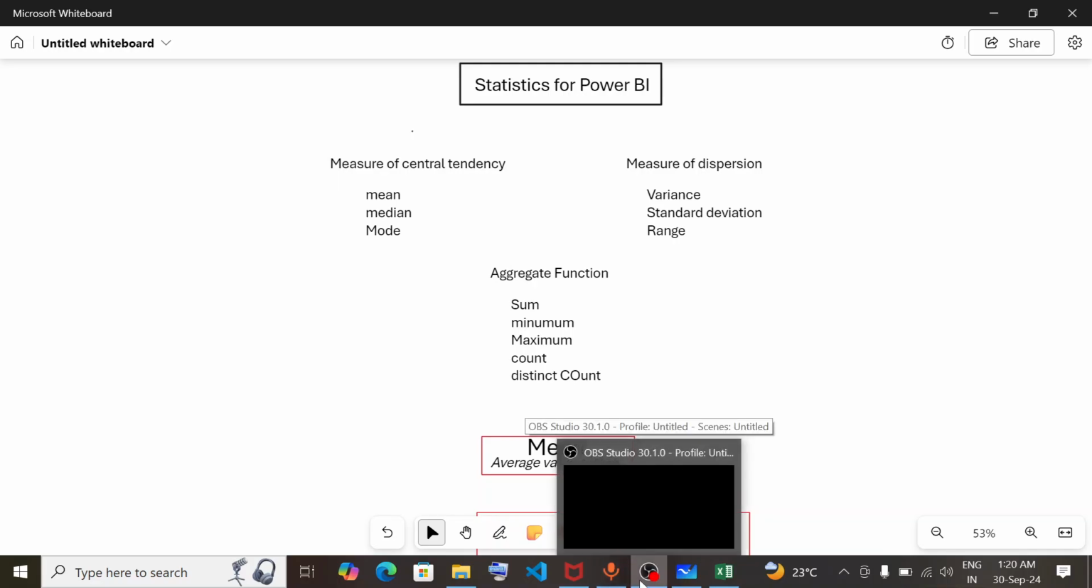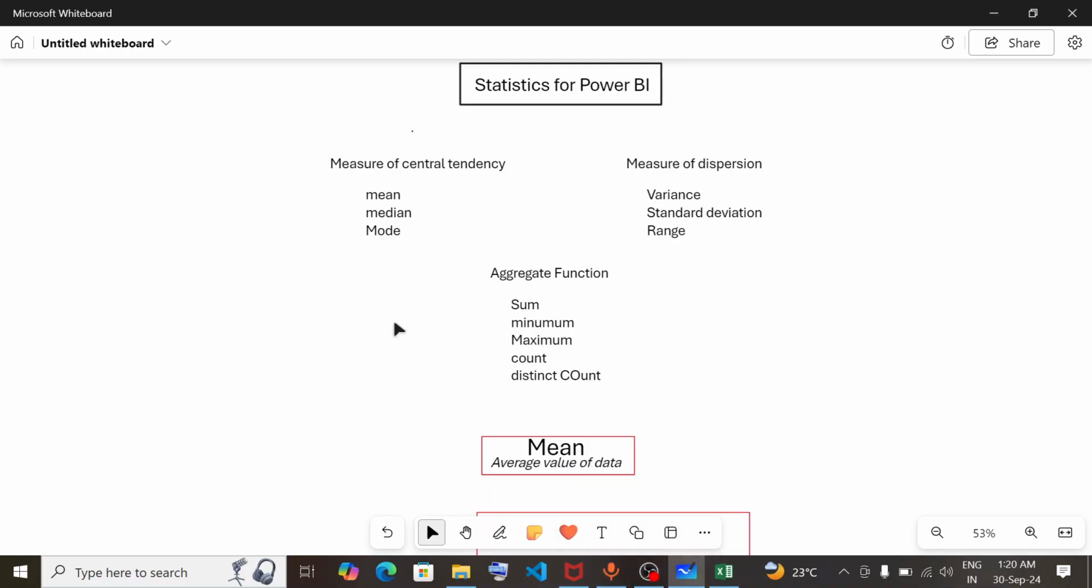So in the last few videos we have understood the measures of central tendency, and we have seen all three: mean, median and mode. Now in this specific video we will focus on measures of dispersion. The three important measures of dispersion are variance, standard deviation and range.